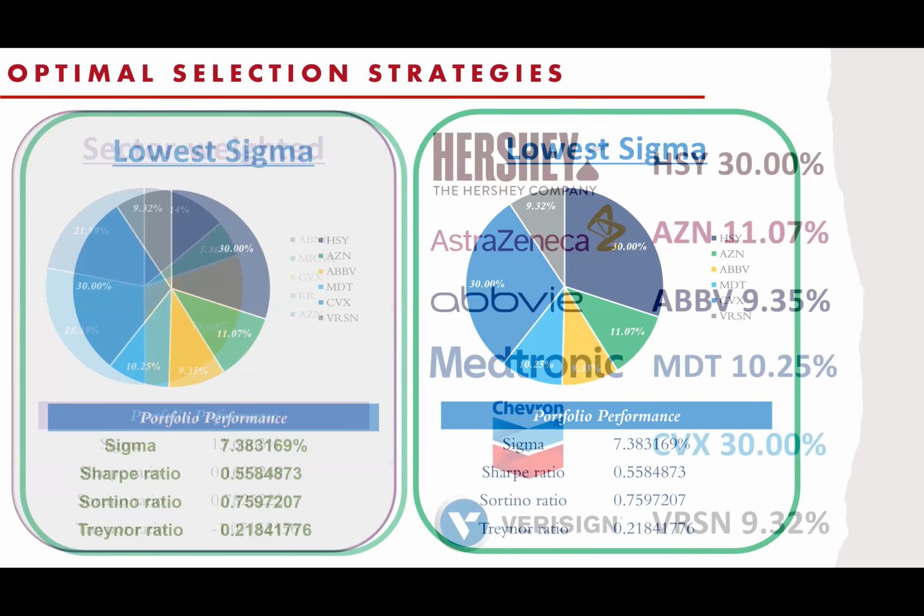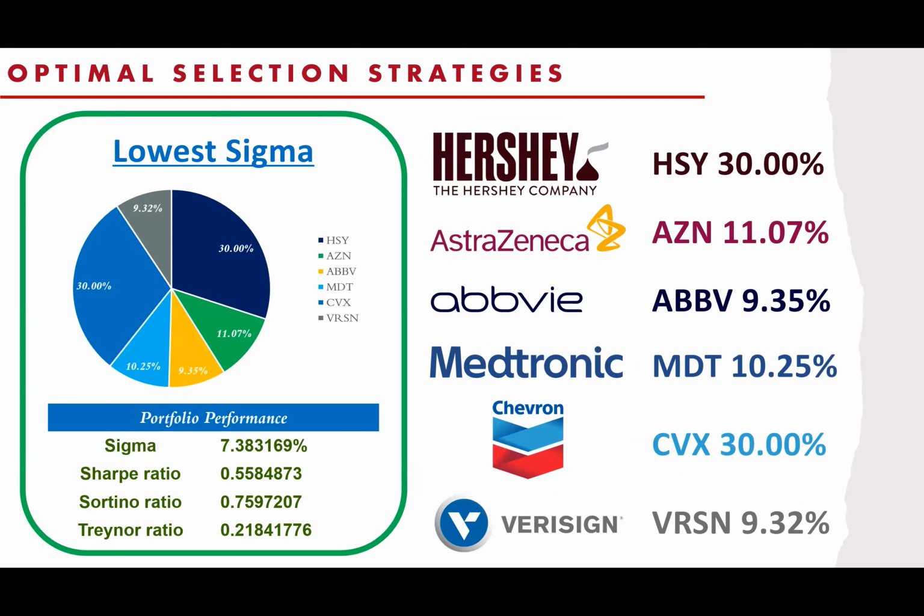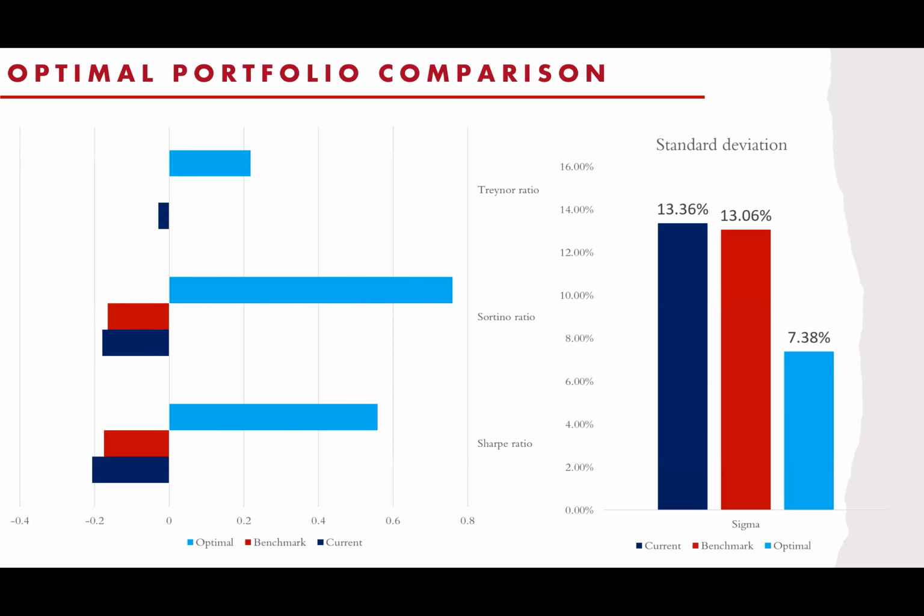And then after we select the optimal strategy, we come up with these weights for Hershey, AstraZeneca, AbbVie, Medtronic, Chevron, and VeriSign. And when we compare with the current holding and the benchmark, we can see that we have reduced almost half of the standard deviation, which we consider as risk, at 7.38. So we have much less risk than the benchmark and the current portfolio that he holds.